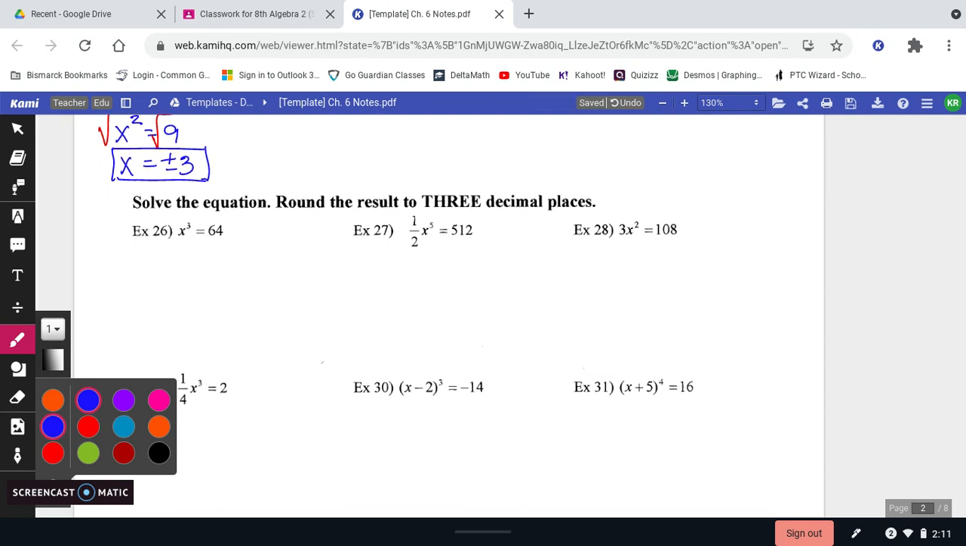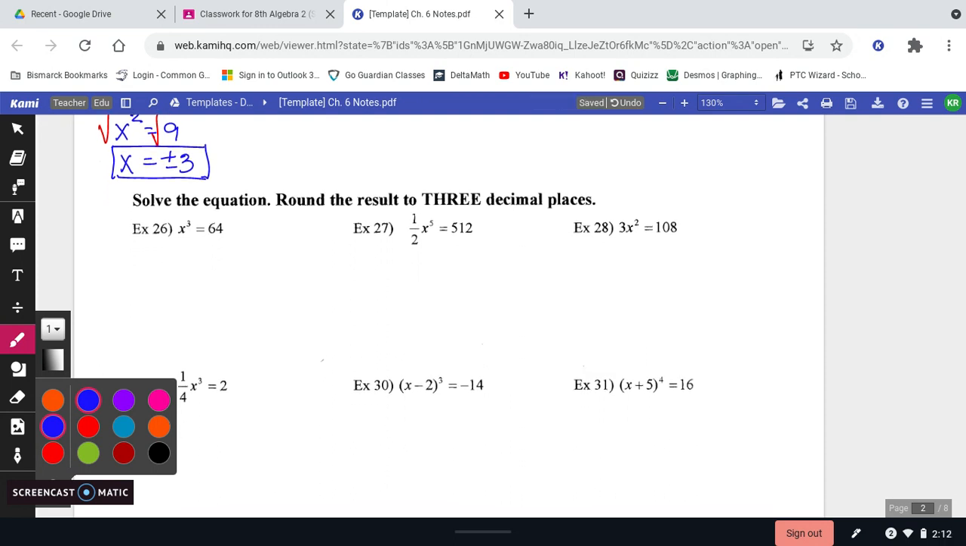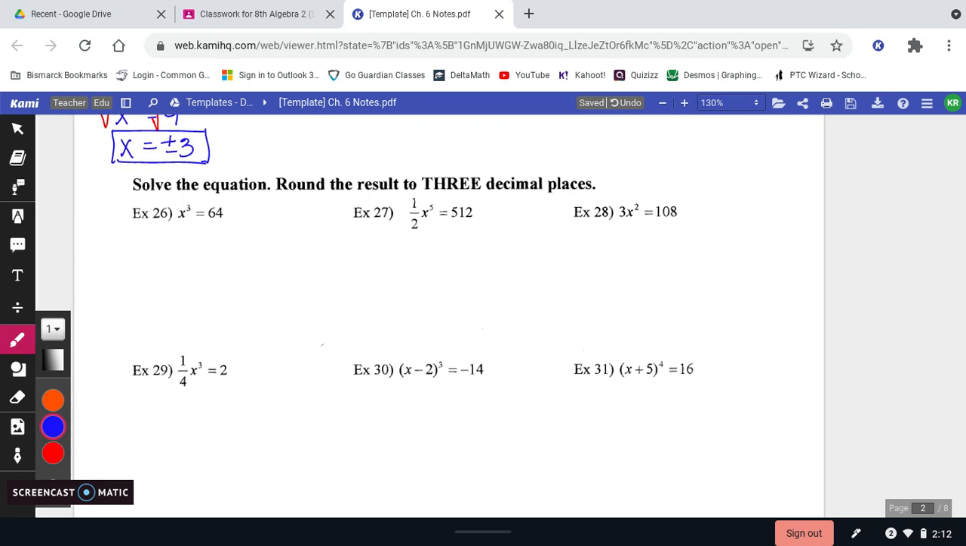Okay, so similarly, if we have cubic equations or even higher power equations, we can solve them in a similar fashion. So x cubed equals 64. Now this time I'll do cube root instead of square root. So this would be x equals 4. If you remember, we talked about some common numbers that were perfect cubes, and 64 is one of them. 4 cubed gives you 64.